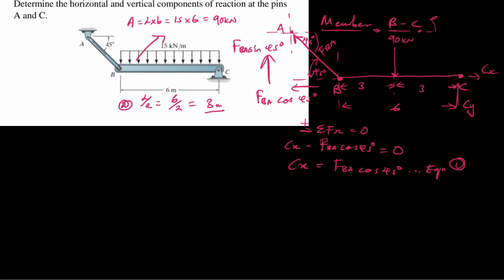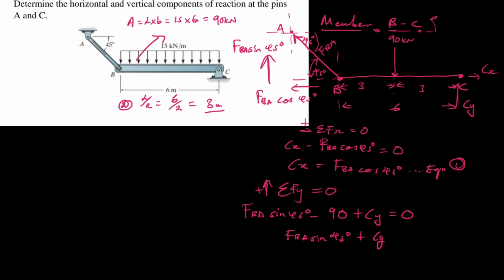Then again, we can sum up the forces in the y-axis, taking the top part to be positive. So we have the first one, which is FBA sine 45 degrees. Then we have the 90 here. So the 90 is pointing downwards. You write downwards, negative 90. Then you have Cy, which is positive Cy. So you say plus Cy, and that's equal to 0. Now we can write this as FBA sine 45 degrees plus Cy being equal to 90. And we can call this equation number 2.